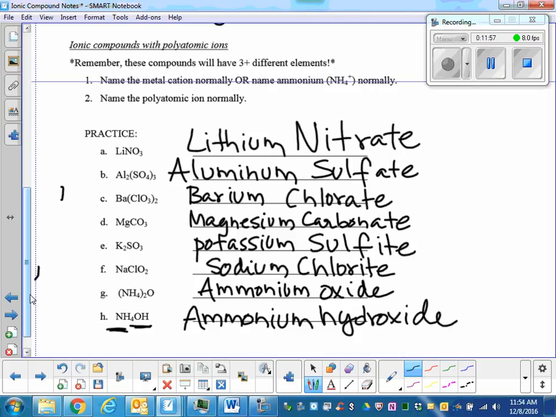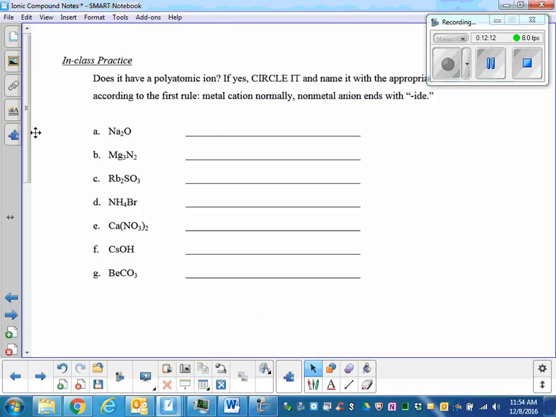Guys, do we understand naming, with and without polyatomic ions? Alright, let's now go to the back. Now they are mixed up together.